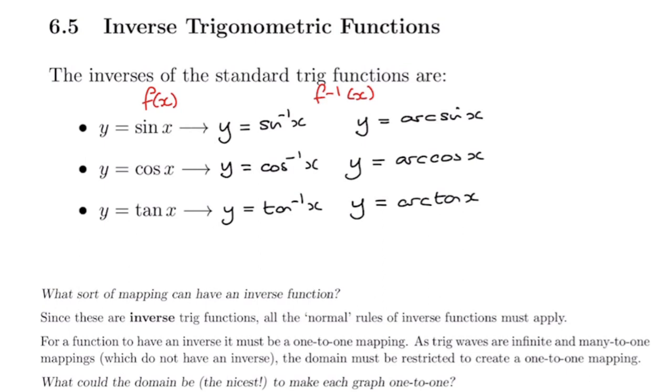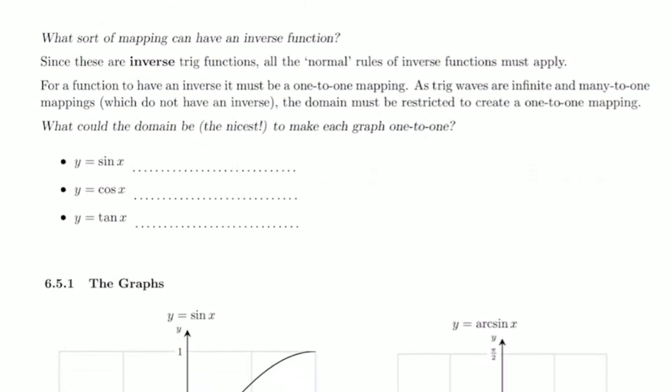Now, as with all functions, a function can't have an inverse unless it is one-to-one. And just because these are trig functions, they still obey the rules of functions. So we need to restrict the domain of the trig function in order to be able to get an inverse. And we want the nicest possible domain, but we want the biggest possible domain for it to be one-to-one. So we'll start by thinking about sine.